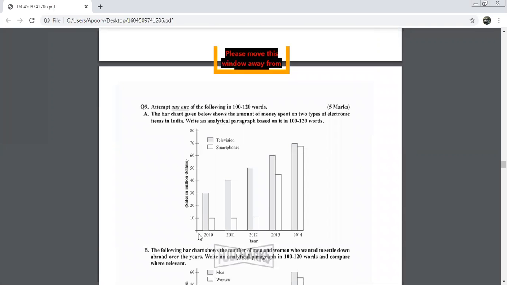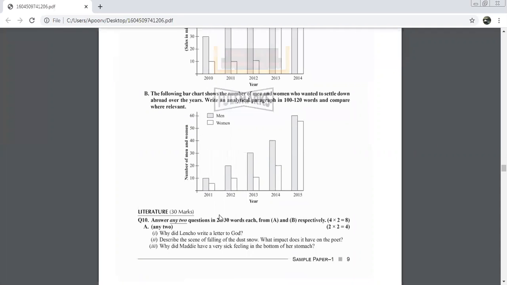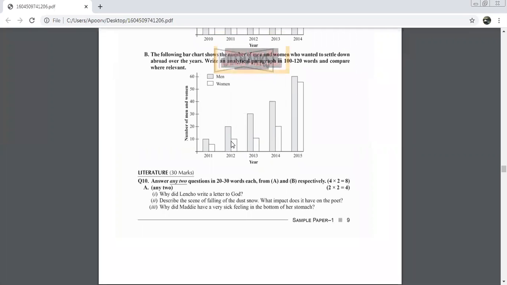Now, beta, this graph, very quickly, analytical paragraph. We'll be discussing this just now. The bar chart given below shows the amount of money spent on the two types of electronic items in India. Write an analytical paragraph based on it in 100 to 120 words. Just observe this and then we'll discuss how to write an analytical paragraph. Or you can do this one. Let's do this. This is more interesting.